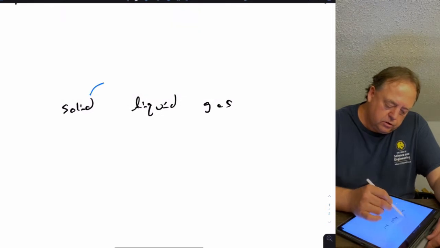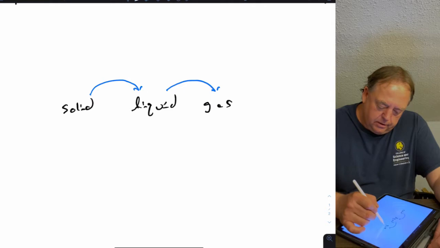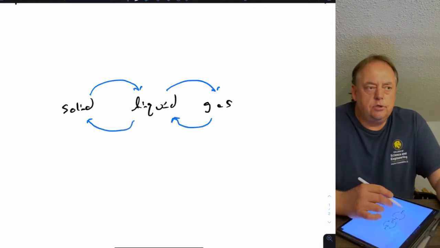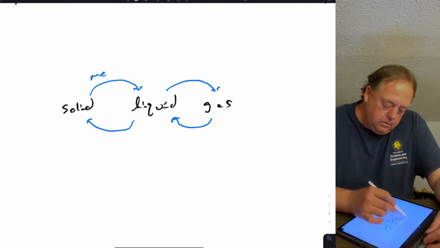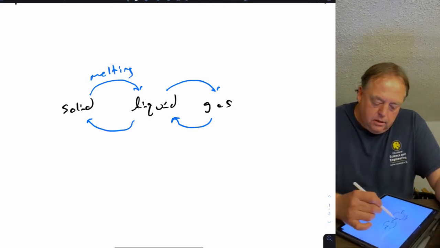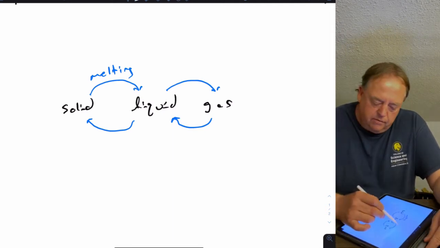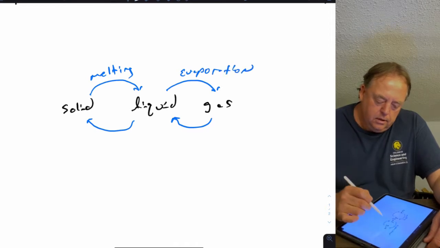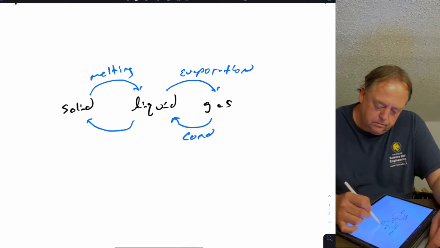If you convert solid to liquid, or liquid to gas, or gas to liquid, or liquid to solid, what is that called? Solid to liquid would be like ice to water. That would be melting. Liquid to gas, like boiling water, would be evaporation. Gas to liquid would be condensation.